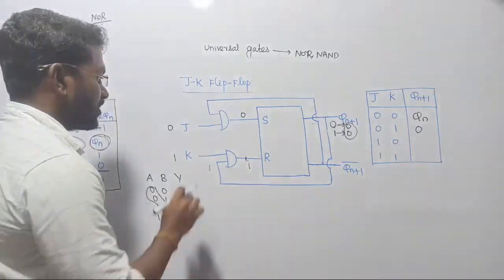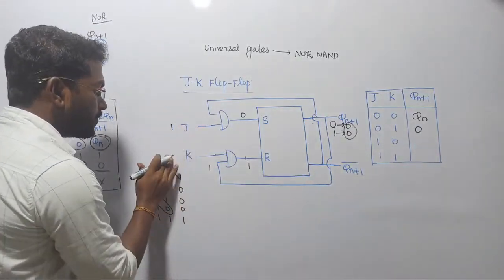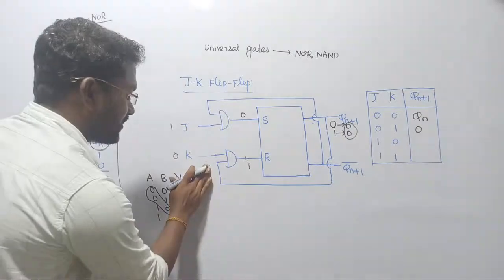Let us consider the other possibility. Suppose it becomes 1, if it becomes 0, then what will happen? Let us see.